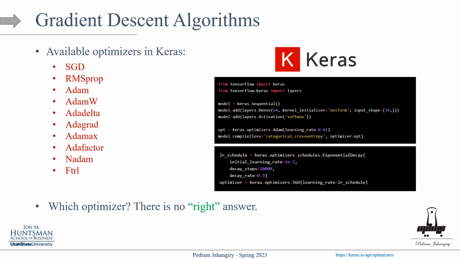There are lots of solvers already available that come with the Keras API, and here's the list. For example, you can do stochastic gradient descent, RMSprop, Adam, AdamW, Adadelta, Adagrad, Adamax, Adafactor, Nadam, and the last one, FTRL. So again, these are the available ones, but in practice, most probably we're gonna work with this one or Adam.